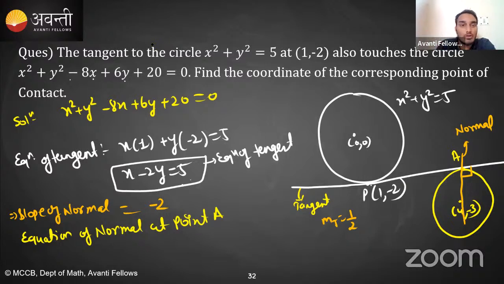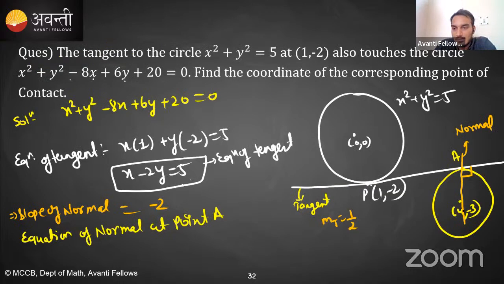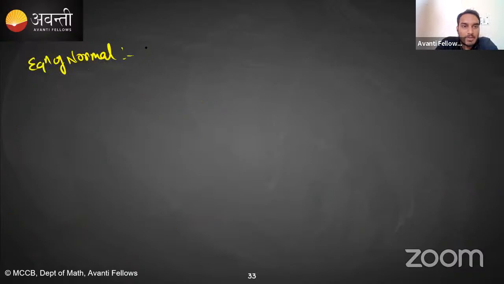Point पता है, slope पता है, equation we can find. Yes or no? So equation of normal कितना आ गया? What is the center of the circle, student? 4 comma minus 3. Slope is minus 2. So 4 comma minus 3.